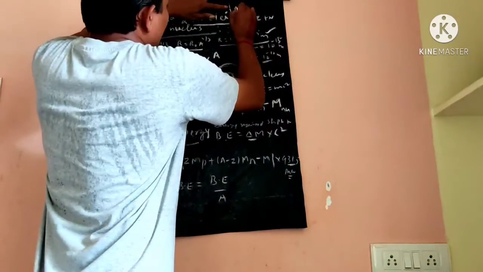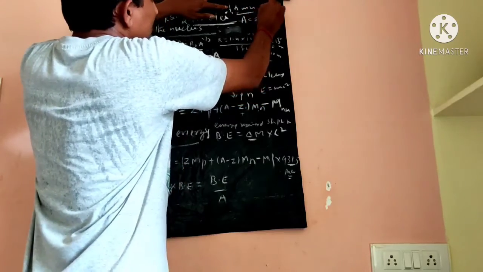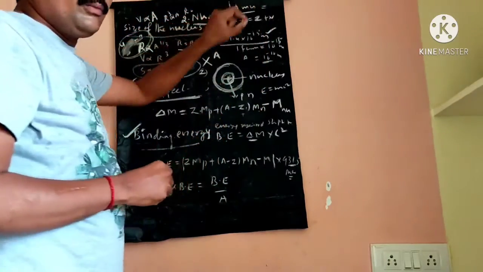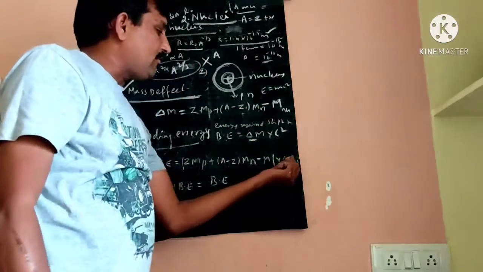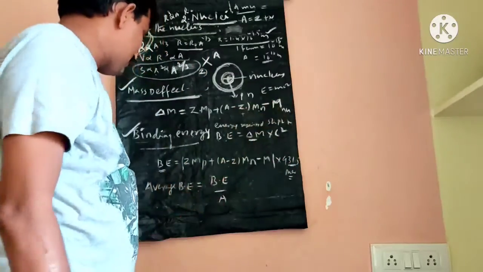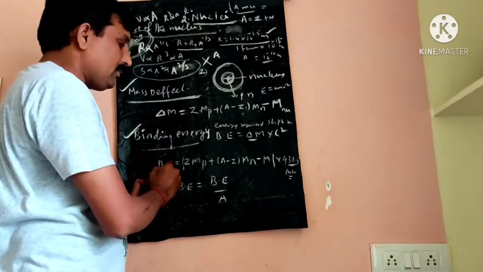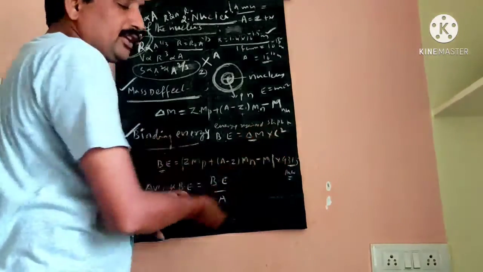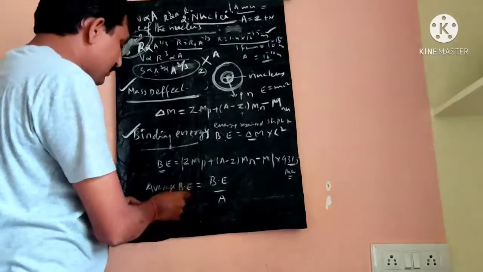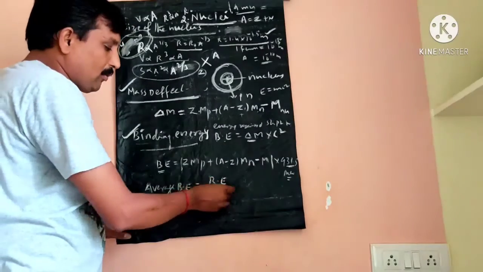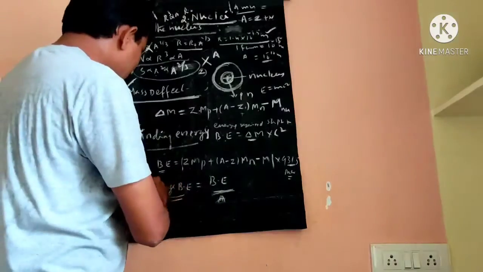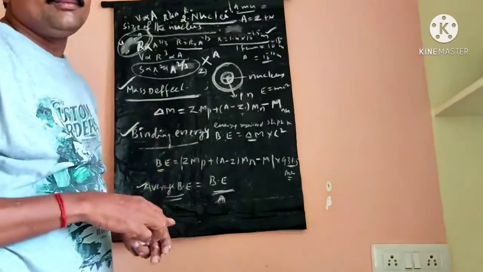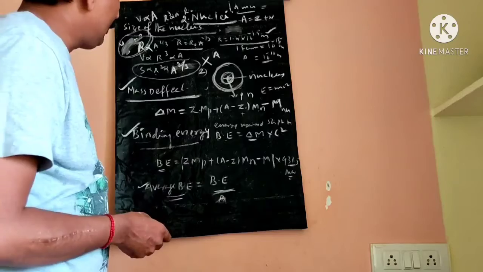AMU is called atomic mass unit. 1 AMU of mass releases how much energy? 931.5 mega electron volts. So the binding energy B is equal to delta M into 931.5. The average binding energy is equal to the total binding energy divided by the mass number. This is called the binding energy per nucleon.